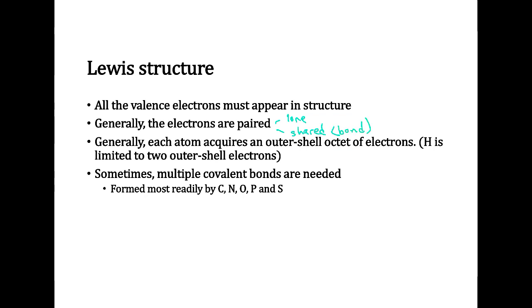Okay, and then we're always trying to fill up an outer shell if possible. We're trying to achieve that octet, or in the case of hydrogen, just 2 outer shell electrons. And then as we progress in this unit, sometimes we'll need to form multiple covalent bonds, but usually whenever we're doing that, we'll start to look at formal charges and things like that. So let's go ahead and try a few examples first.